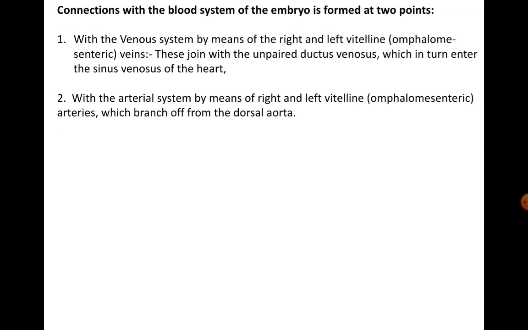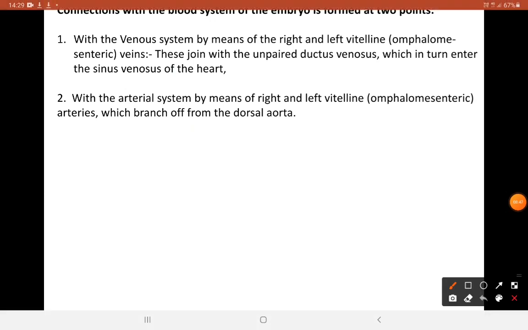Now once this yolk sac develops, it also establishes the circulation in the yolk sac with the help of one major vein and artery. They are called the omphalomesenteric veins, which join with the unpaired ductus venosus, which in turn enters the sinus venosus of the heart, and then the right and left omphalomesenteric arteries, which branch off from the dorsal aorta.